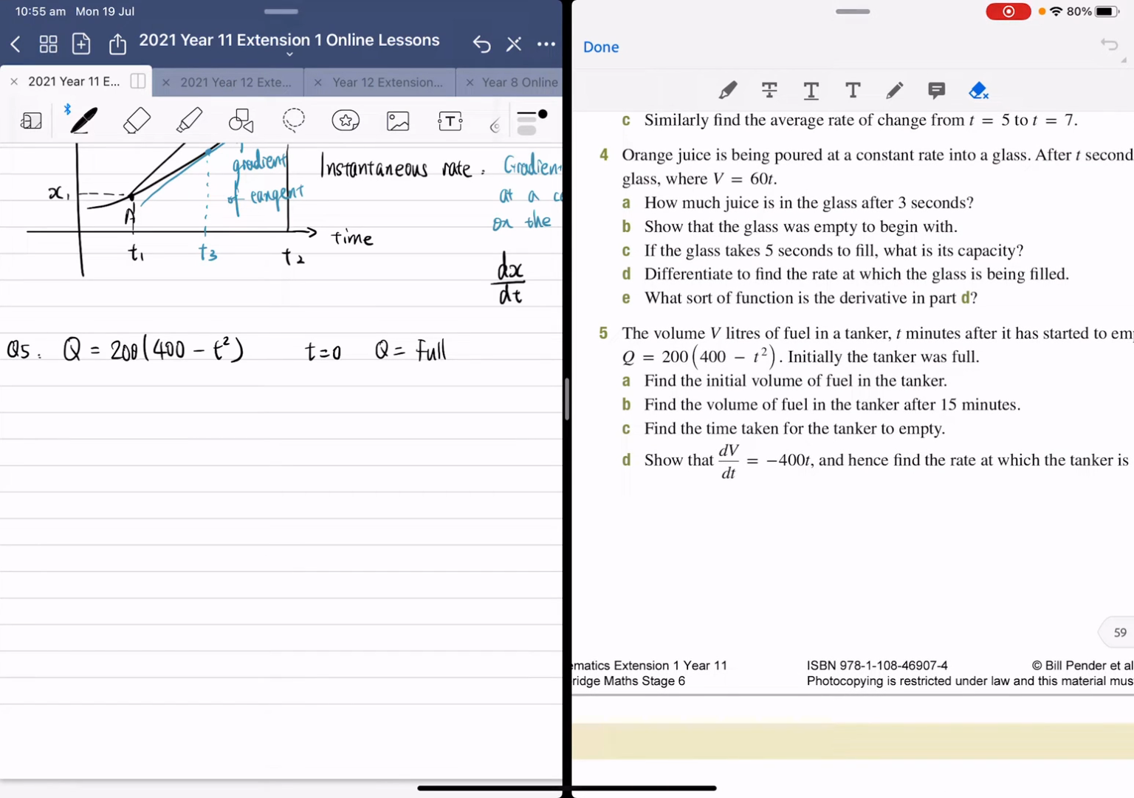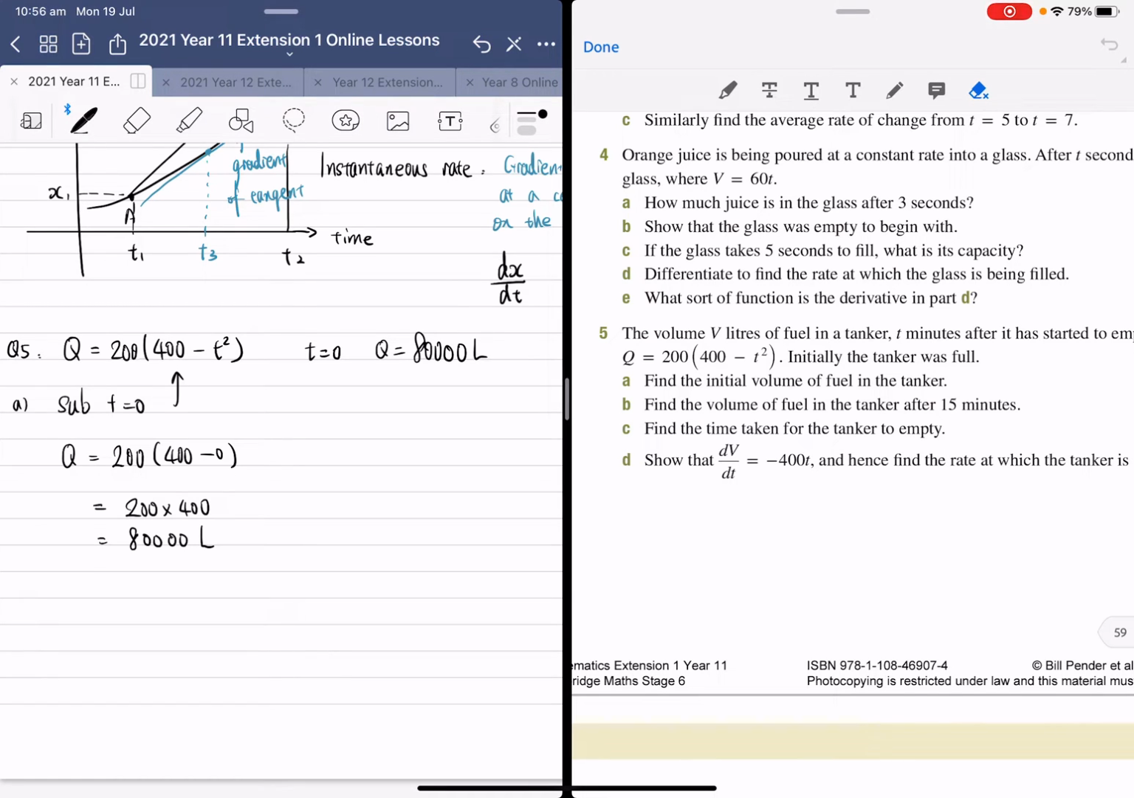So the first question, initial volume. To find the initial volume, we need to sub T equals 0 into the above equation or function. Therefore, Q is equal to 200 times (400 minus 0), which is equal to 200 times 400. That's pretty easy. That's 80,000 liters, and that is the initial amount. So in that case, we can change the initial amount to 80,000 liters.